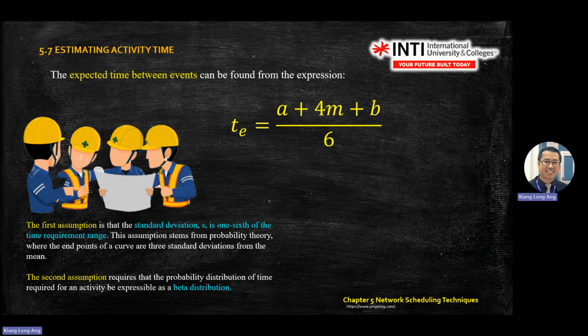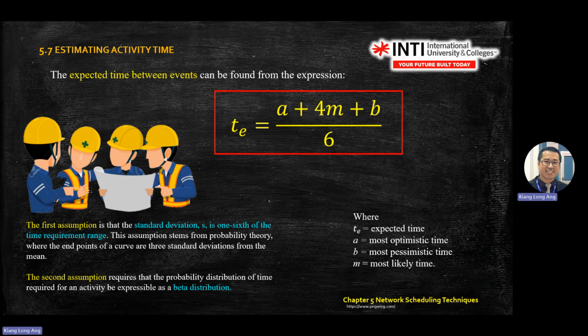Okay, so you should be familiar with this formula: (A plus 4M plus B) divided by 6. When you need to use this one is when the question gives you optimistic, pessimistic, and most likely time. Then you use this one. And when you use this one, it means that it asks you to predict already. The next procedure is to predict.